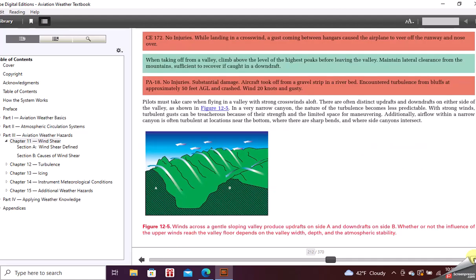Mountains. Lots of turbulence around mountains. The bigger the mountain chain, the more the turbulence. Especially, remember which direction the wind is coming from over the mountain that day. It is going to impact how your flight plan works.